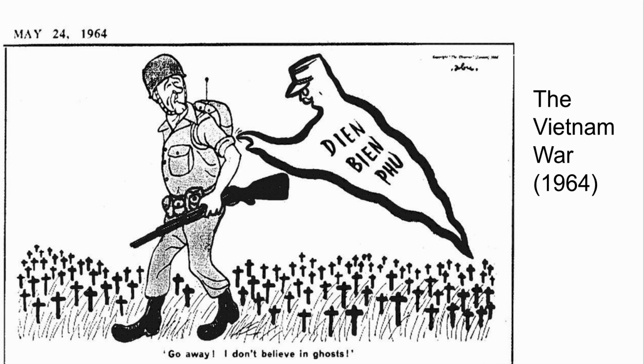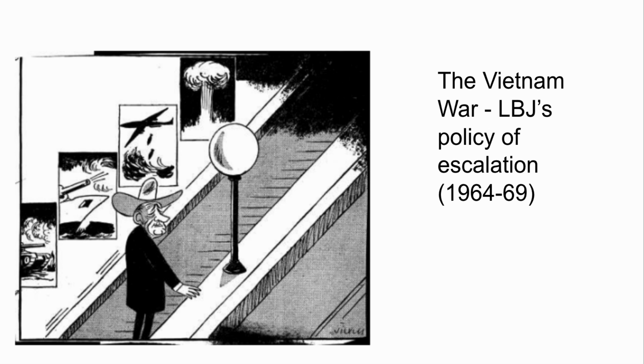The last two cartoons are both about Vietnam too. This is a comment on Johnson's policy of escalation in the Vietnam War. So he's literally on an escalator. It's going up and increasing. The weaponry is increasing, and where is it going to end? The suggestion at the top here is that it's going to end with nuclear weapons being used. So a disastrous policy of escalation there.